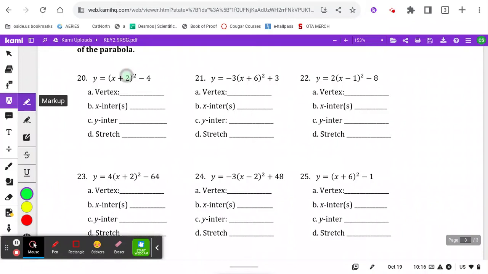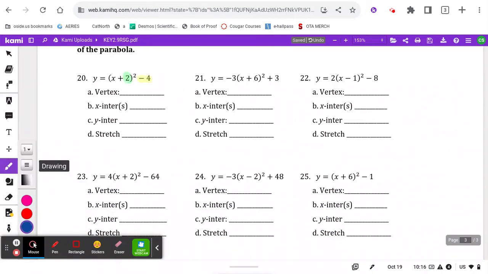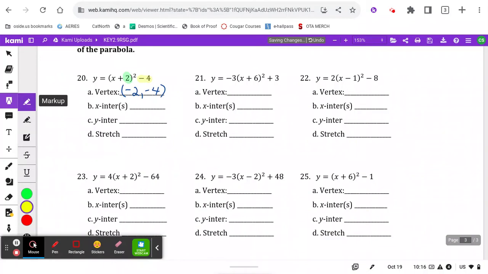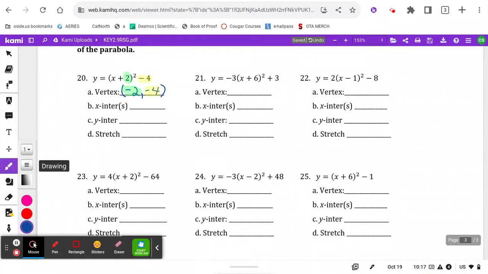Remember that my vertex is staring at me here with my h and here with my k. So what I mean by that is my vertex is just -2, -4, where this number in front is my h, and this number at the back is our k. All right, so vertex, nice and easy in vertex form to get. Stretch is just the invisible number out front. See, it's a 1.